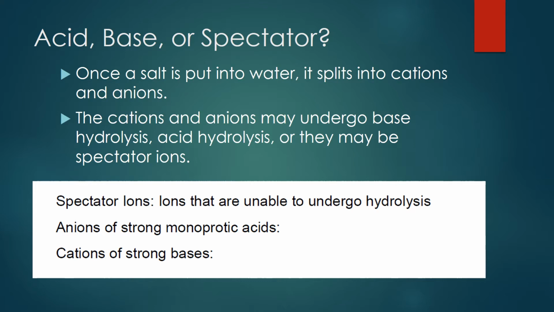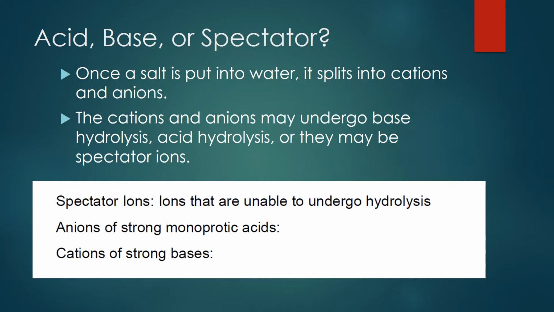Once a salt is put in water, it splits into cations and anions. Those cations and anions may undergo base hydrolysis, acid hydrolysis, or they may both be spectator ions and the solution is neutral. We've seen spectators before, and those are ions that do not participate in a reaction, so they're unable to undergo hydrolysis. Any spectator ions that we have relate to the strong acids and bases.